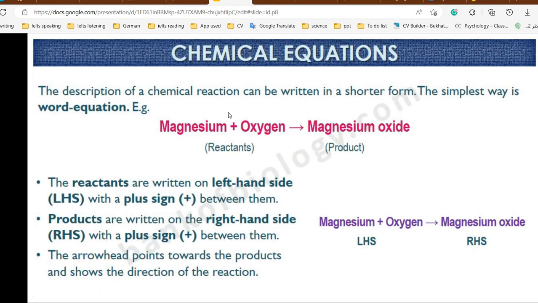The chemical reaction can be described by a chemical equation, which is simpler. We have magnesium with oxygen producing magnesium oxide. The reactants are written on the left side and the products on the right side, with a plus sign between them. The arrowhead points toward the products and shows the direction of the reaction, toward the right.